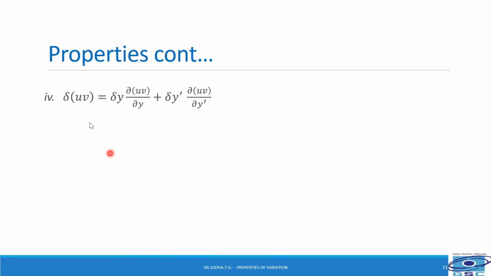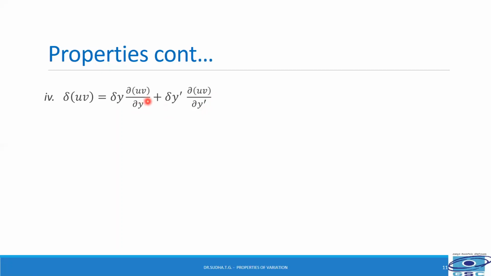The fourth one is variation of product of two functions, that is u into v. Let us once again use the variation expression. So you get delta y into dou y of uv plus delta y dash into dou y dash of u into v. We know how to differentiate product of two functions.